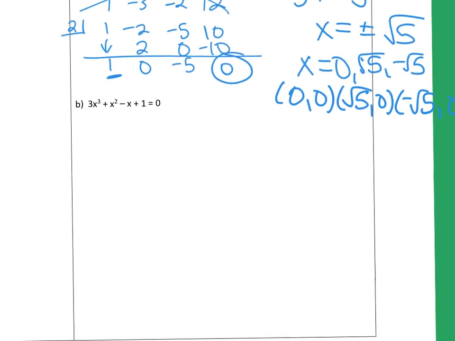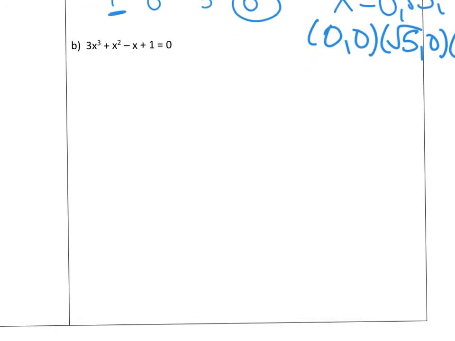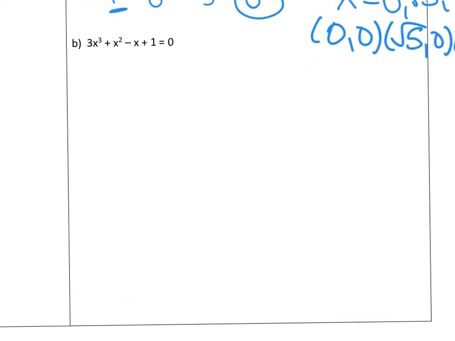Okay. Sometimes we will have to use the quadratic formula, and this example B here is one of those examples, okay?